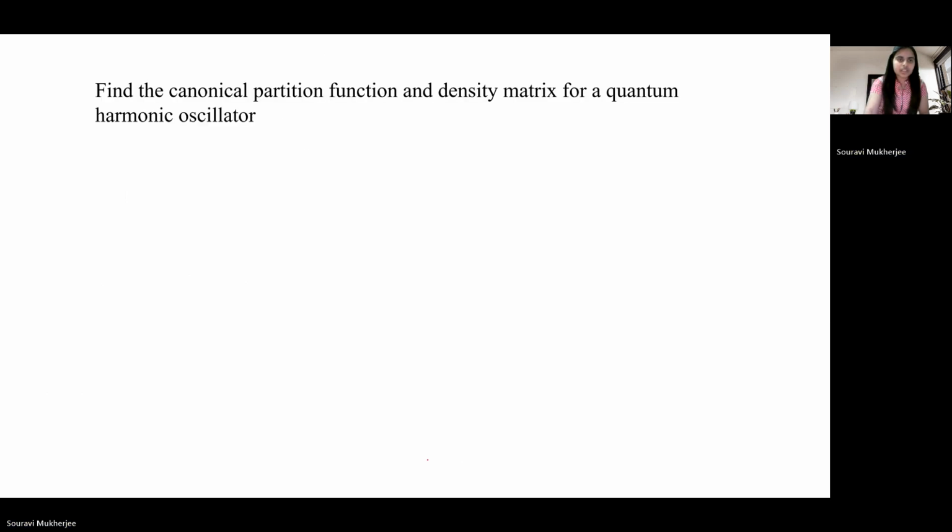Okay. So if you look at an example, it says: find the canonical partition function and density matrix for a quantum harmonic oscillator. Now, what is this telling you?